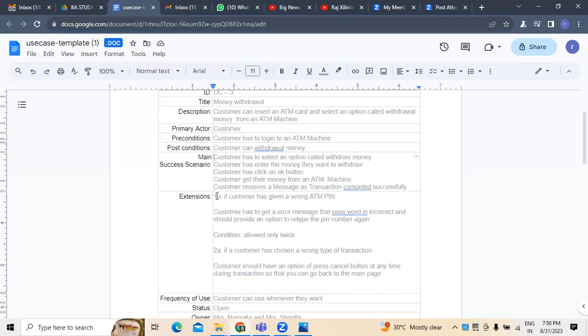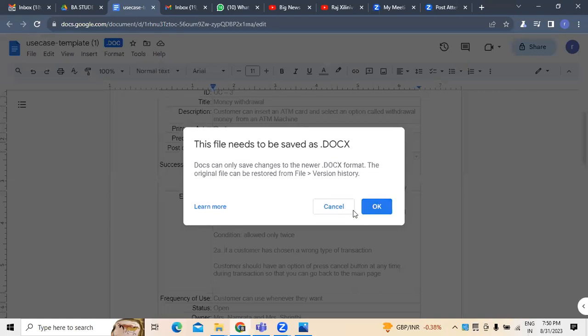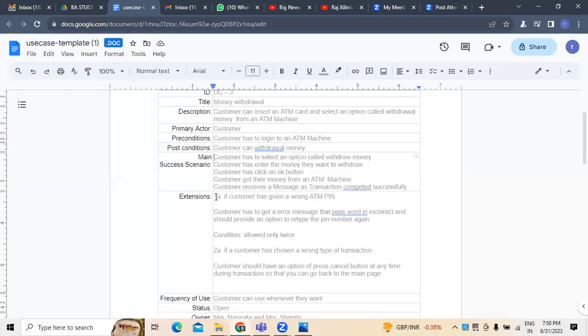But this is not the only case. There will be some extensions also. What is an extension? For example, a person has forgotten his password. What must be the assumption? So what does he have to do? He has to change the password. If he wants to change the password, what process is to be followed? What kind of message do they get? Or, for example, the customer has chosen the wrong type of transaction. How can they go back to the main page? All these come under extensions, which we generally call assumptions and so on.